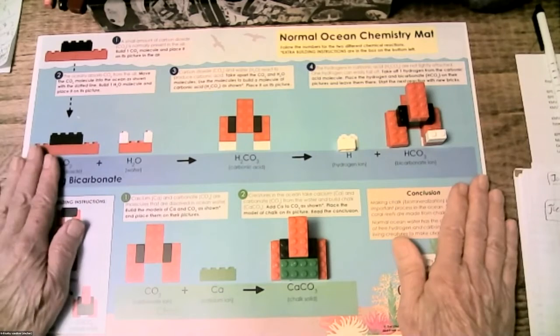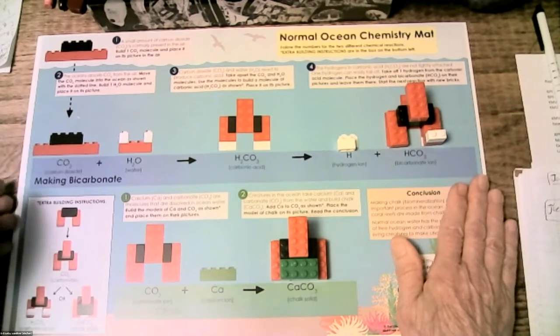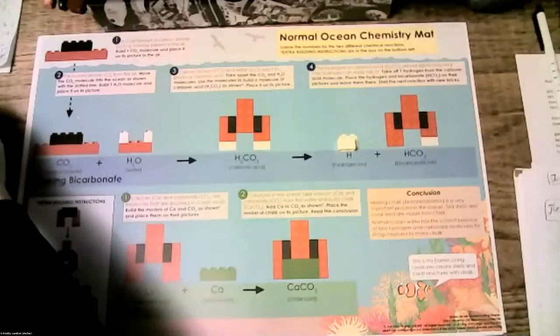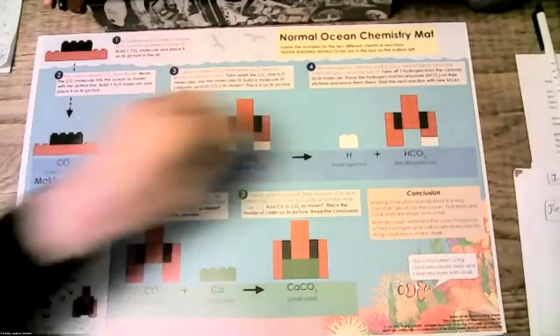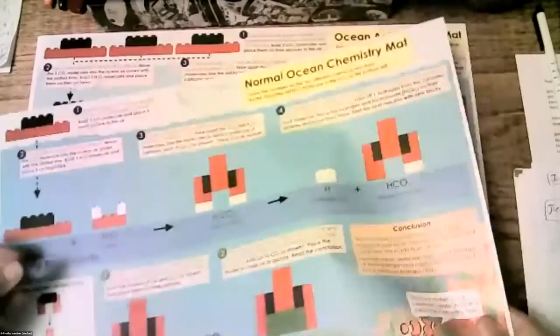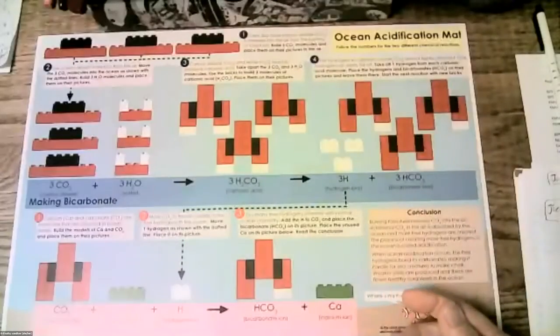So this explains a little bit about normal ocean chemistry. And now what I'd like to do is put these back over in my molecules pile over here, and we're going to see some differences in what is going on when we've been burning a lot of fossil fuels.